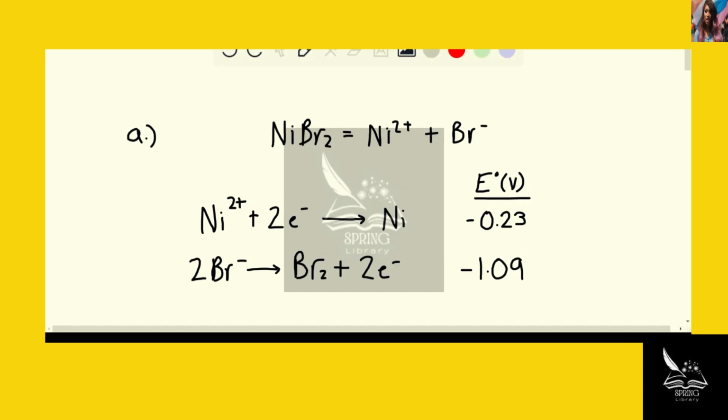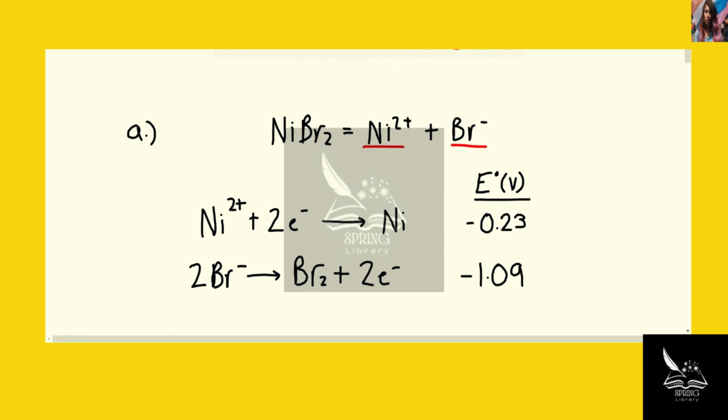In each part of this problem, we are given the molten form of a compound, and we want to determine what reaction will occur in the cathode and the anode when we electrolyze this solution. In part A, we have NiBr2. So that means that we have Ni2+ and Br- ions in aqueous solution.